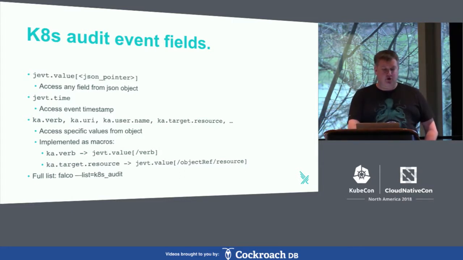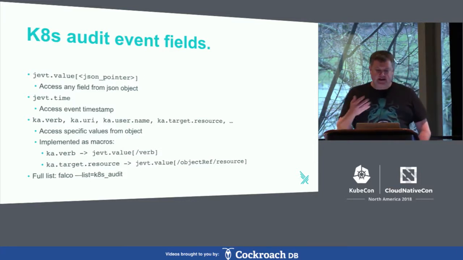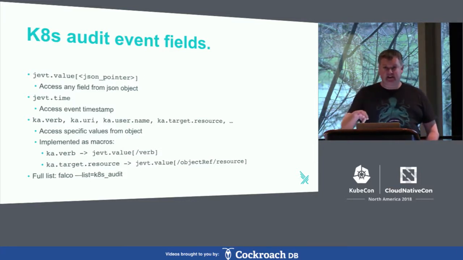Everything has a time, so jevent.time extracts a specific accurate time out of the JSON object, but we just have it as a direct thing.